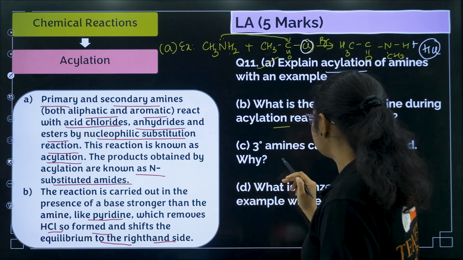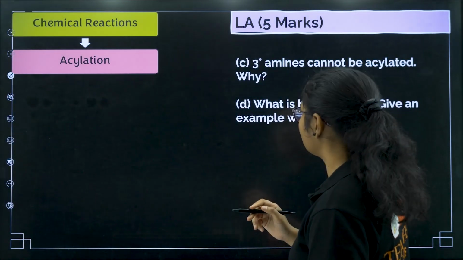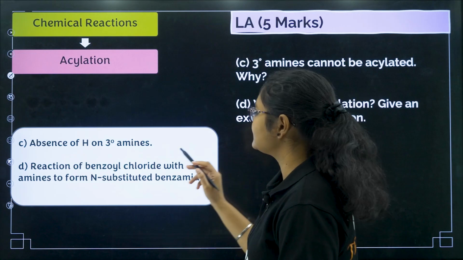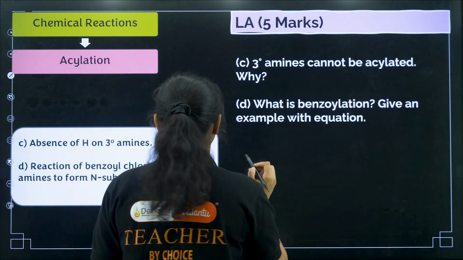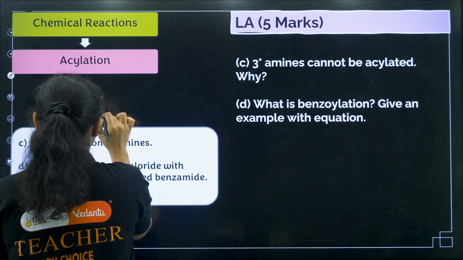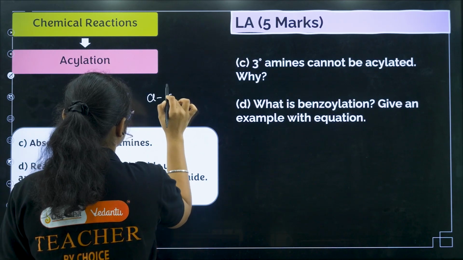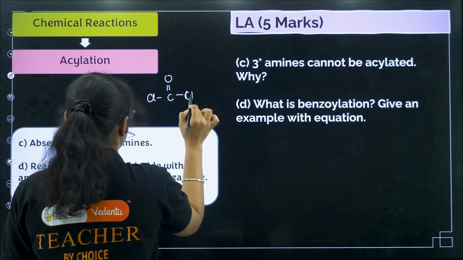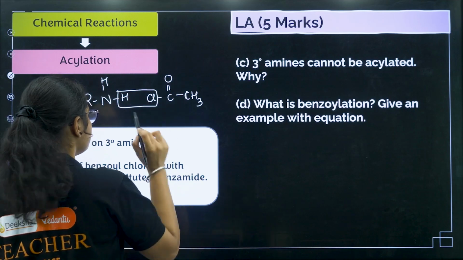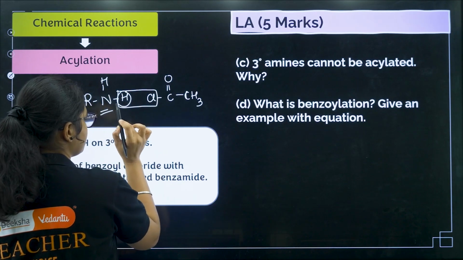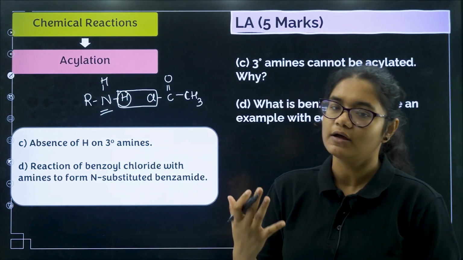Okay, next question: tertiary amines cannot be acylated. Why? Tertiary amines cannot be acylated because they do not have this H. So what is the general equation? If you see, we have RNH2 and here we have this one, right? Now this HCl is removed, so you need to have one H in this amine group, but tertiary amines do not have any hydrogen, so that is why they cannot undergo acylation.